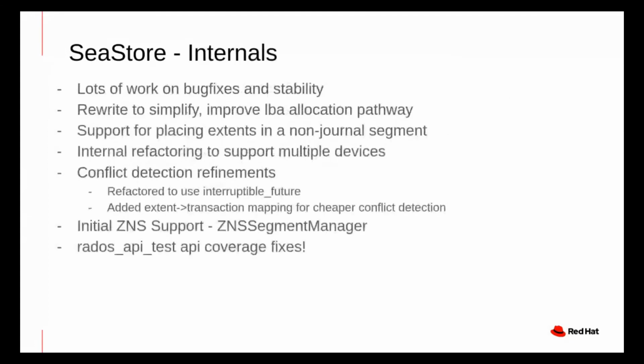A lot more work was done with C-Store internals. There were rewrites to simplify and improve the LBA tree, generally speaking. Joyhan added support for placing extents in non-journal segments, as well as internal refactoring to support multiple devices. The conflict detection machinery got rewritten to use interruptible future. We added initial ZNS support. There's a ZNS segment manager that has been tested on an actual ZNS device, so that's good. And we have some work going down the list of Rados API test coverage that we didn't have yet.